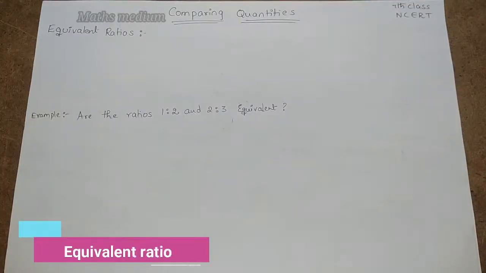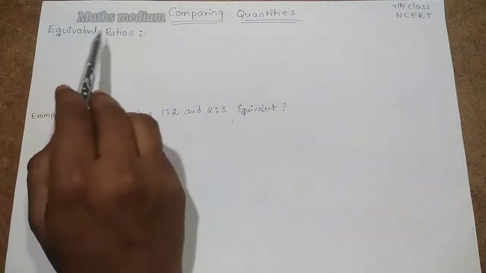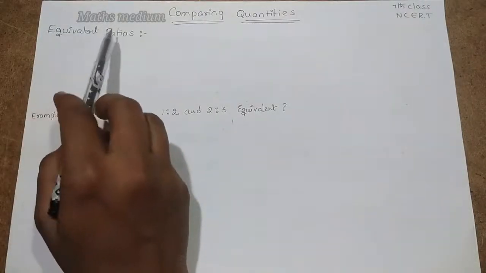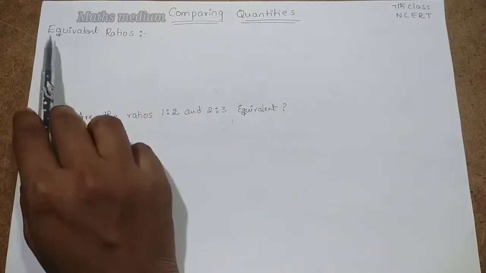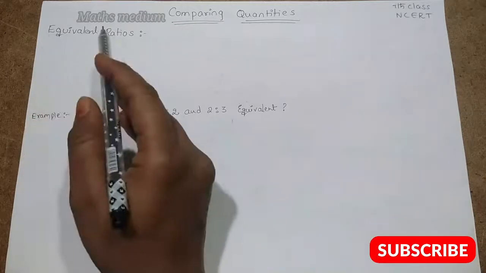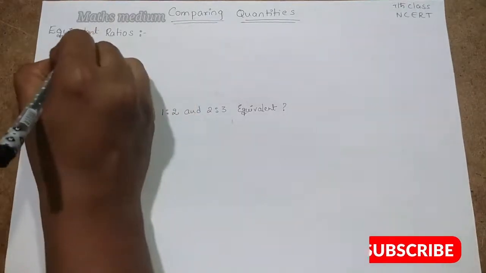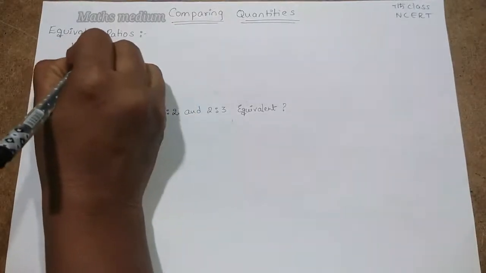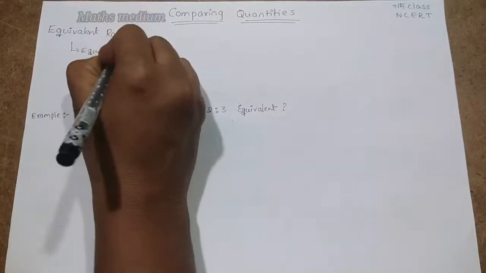Today we are going to discuss another topic, that is equivalent ratios from Comparing Quantities, 7th class NCERT. So here it is about equivalent ratios. In previous videos we already discussed ratios, but here, equivalent ratios. We know the word equivalent. It means equal, right? So it is equal ratios.